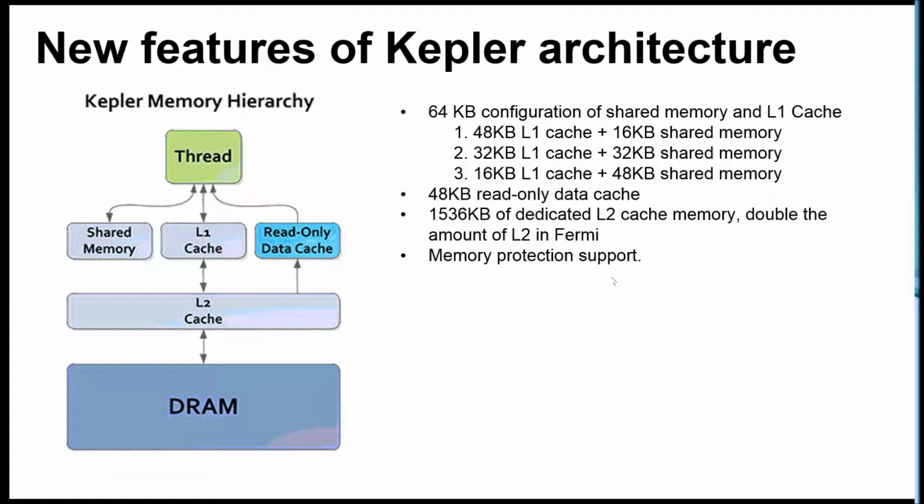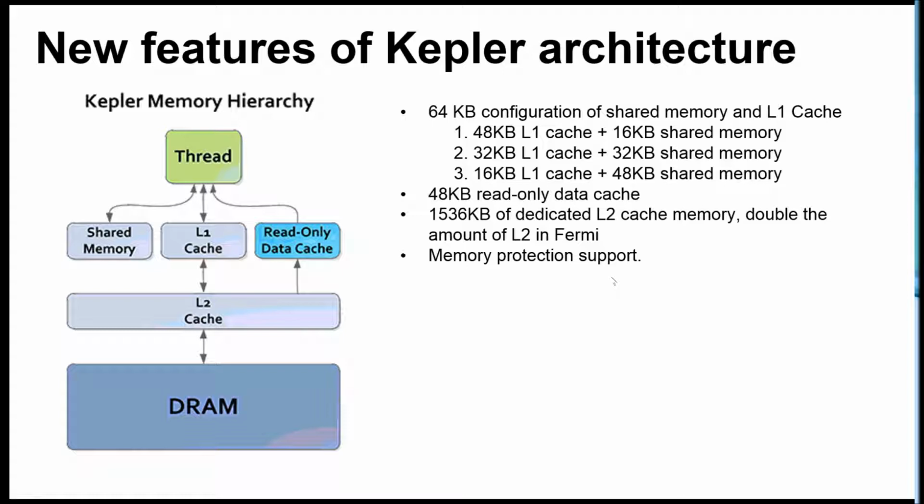In this slide, we can see some new features of Kepler architecture. It made a lot of improvements over Fermi, which is the previous generation of the GPU released by NVIDIA. The first one is the 64 KB configuration of shared memory and L1 cache. In Fermi, 2 configurations are allowed.